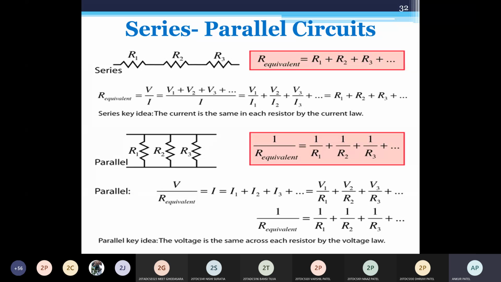If resistors are connected in series, then R equivalent is given by R1 plus R2 plus R3. As we know, in series connections current remains the same and voltage remains different. So I can write, according to equations.